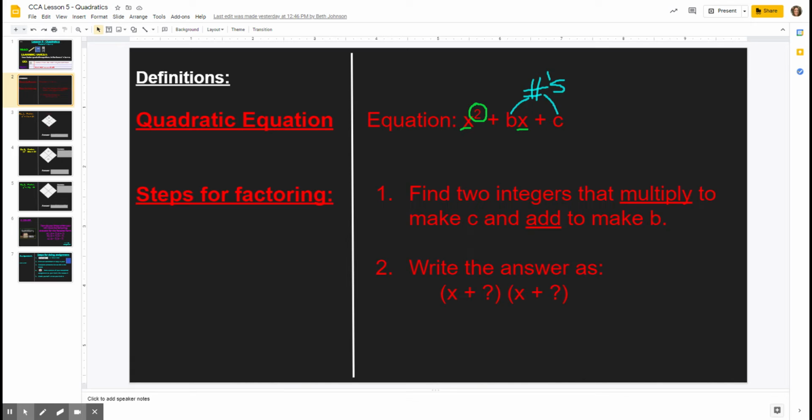Then once you figure out those two numbers, you're simply going to write those factors inside two sets of parentheses. Okay, x plus whatever one of the numbers is and x plus the other number. So you're going to go from what is called expanded form into factored form.